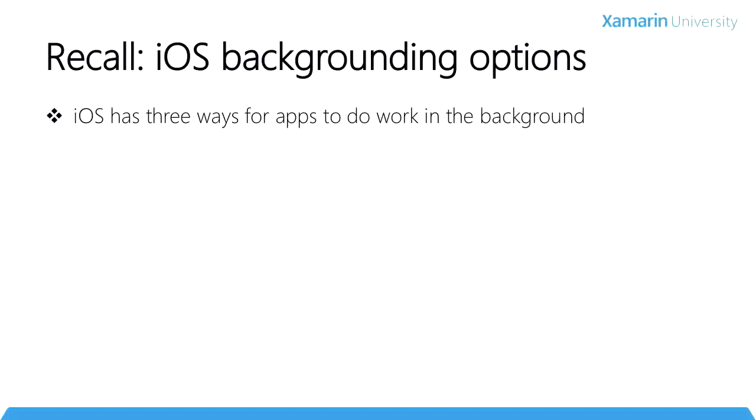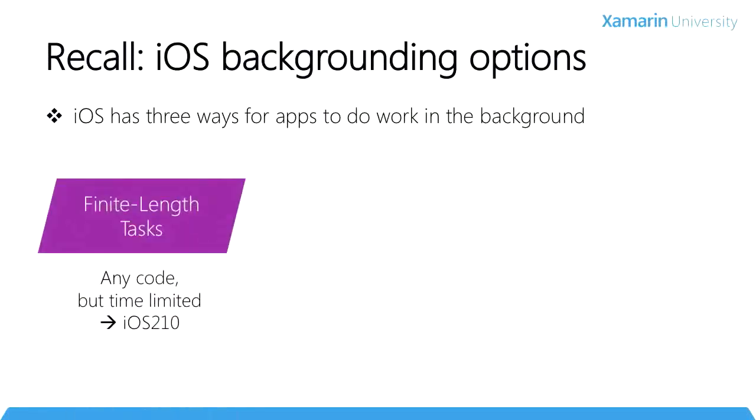In iOS 210, we discussed the first technique to execute arbitrary code. That was finite length tasks. They allow us to execute some code for a limited amount of time. We have seen that in iOS 7 and iOS 8, this typically means 3 minutes.